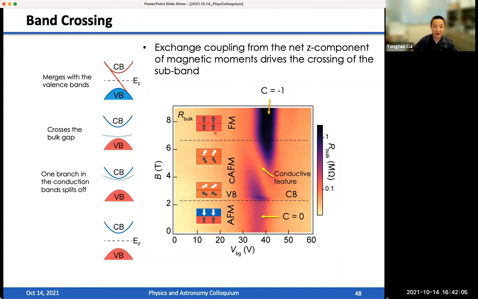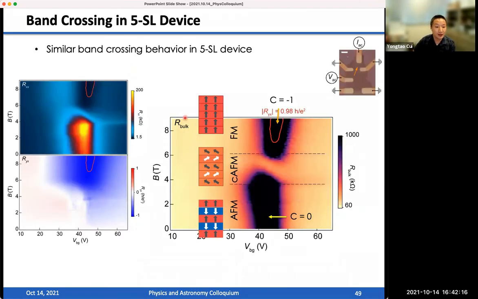And when we drive it into the ferromagnetic case, we increase the Z component. So that moves the band down, and eventually it crosses, and induces this topological phase transition. Okay, so this is also the same case in the odd layers. So we see the non-trivial region and trivial region and a very clear band crossing in between.